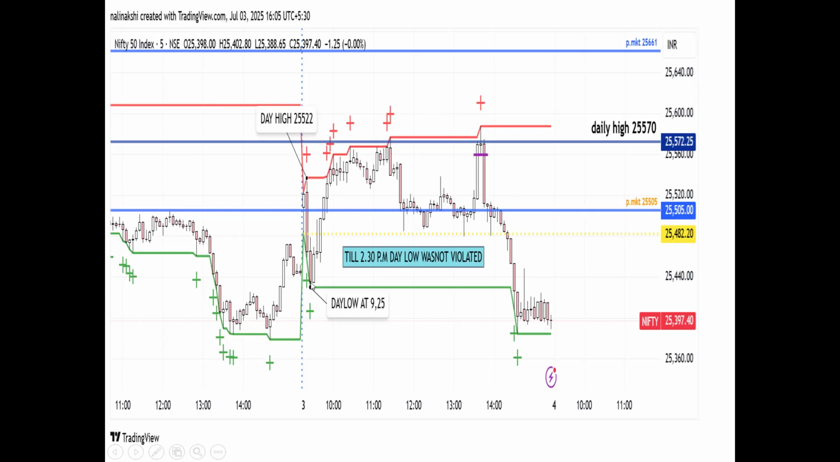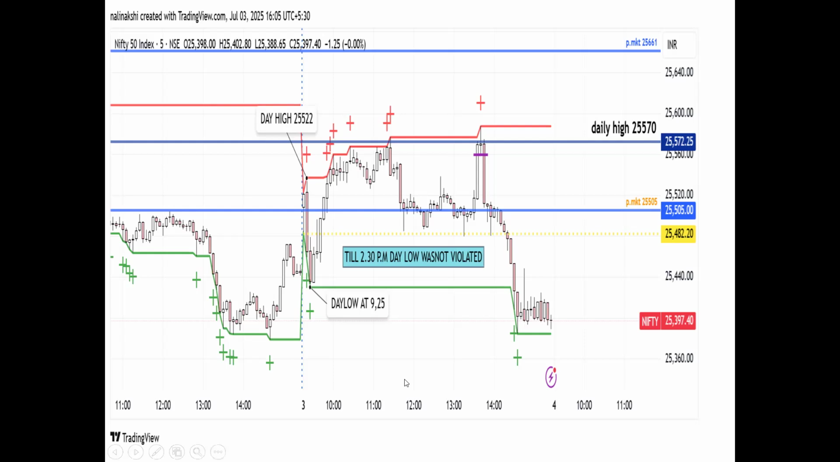Here, when the day low has been defined, the market rallied. You can see it rallied up to 25,572 once, and around 2 p.m. it again rallied to 25,580 or something. You can see this is my indicator I've made for myself for my convenience so that my trade will become simple.